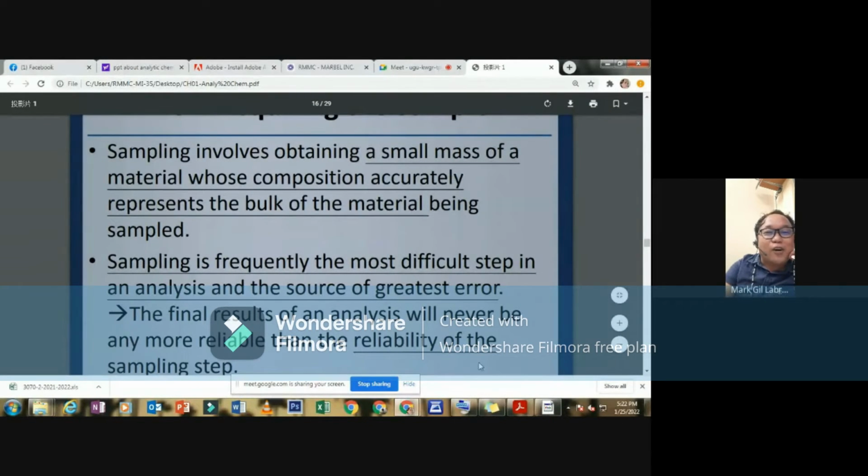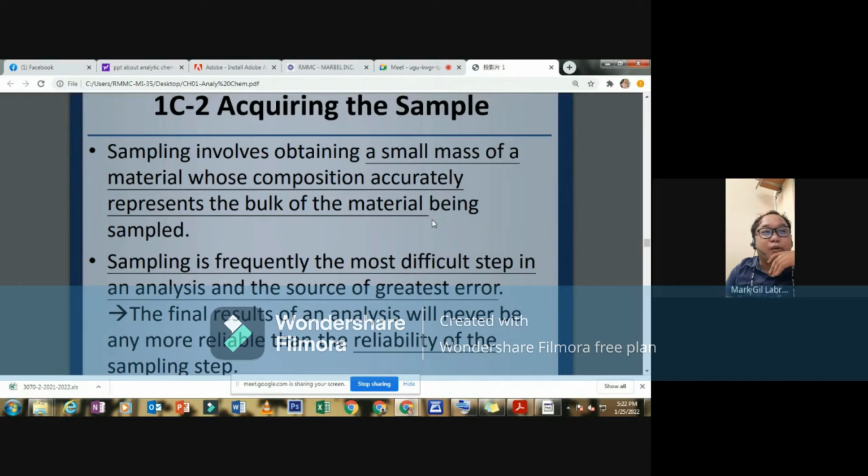Do you think, ilan kaya yung sample na ginamit nila? Depende, sir, sa population. Yes, correct. It should depend on the population. But that sample, as I said, is going to represent the bulk of the material being sampled. So kahit konti lang kinuha mong sample, it will represent the total population. Kasi in scientific method, kung representative lang ang sample, it will become more accurate, no? Yung pag-represent natin ng mga sample.